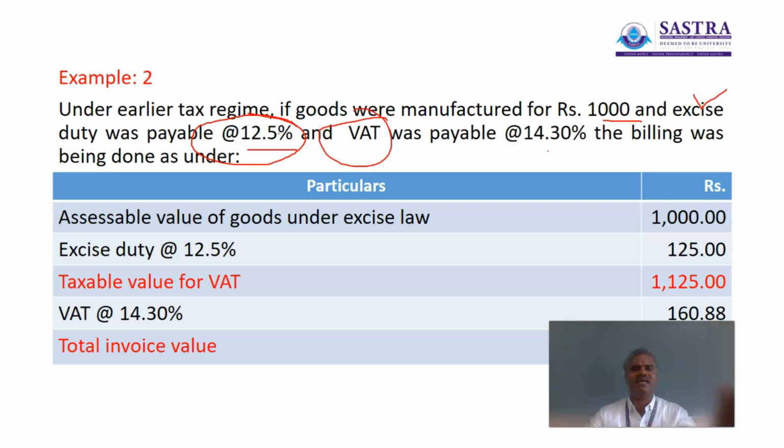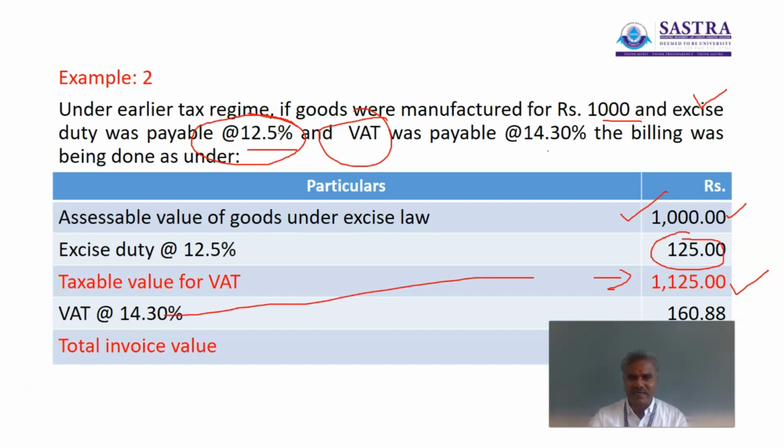This is called cascading. You see, 1,000 is the cost price. You have to pay excise duty at the rate of 12.5%. So now the total is 1,125. Here this figure has two components: one is cost, one is tax. Now the VAT is charged on 1,125.